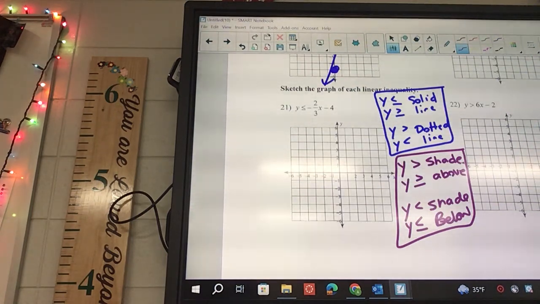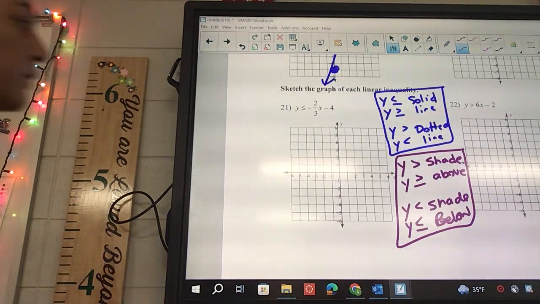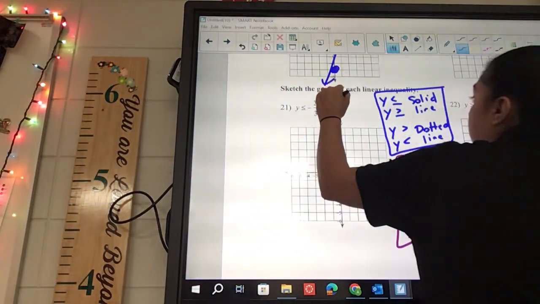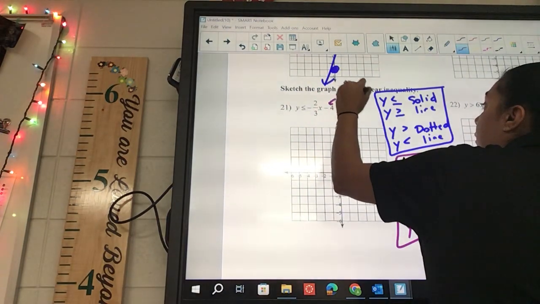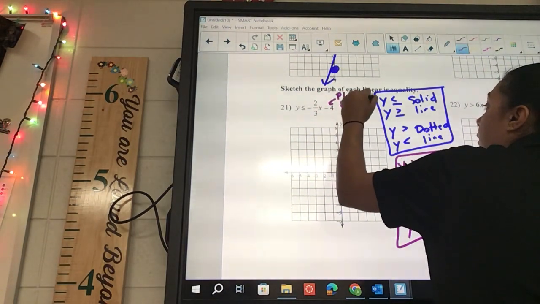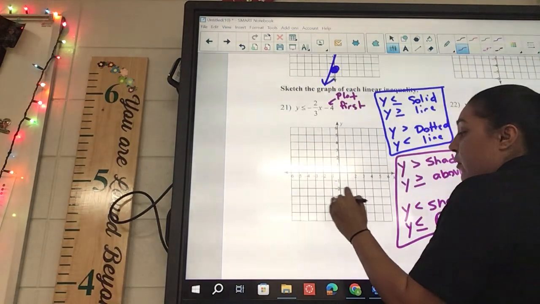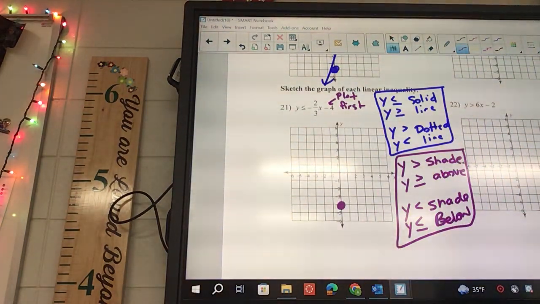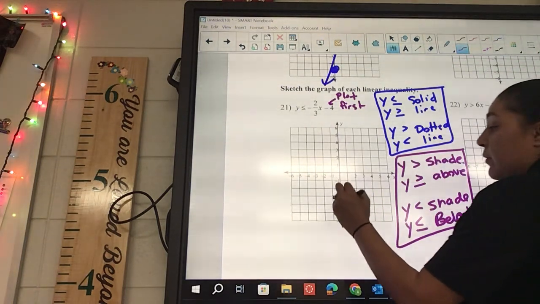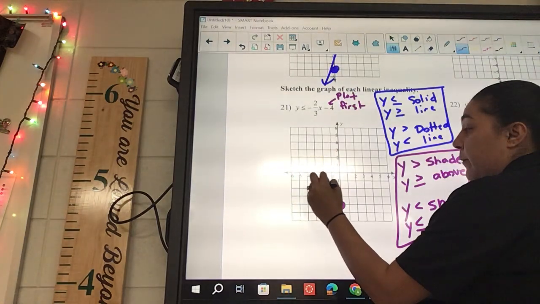Okay, so where do we start this graph at? -3. Yes, okay, so you're going to plot this one first. Okay, so -4. From there, how much am I going to go up? How much am I going to go over? Up to over 3. Which way am I going to go over 3? Do I need a positive or a negative line? I need a negative line, so which way am I going to go over 3? To the left. 1, 2, over 3.